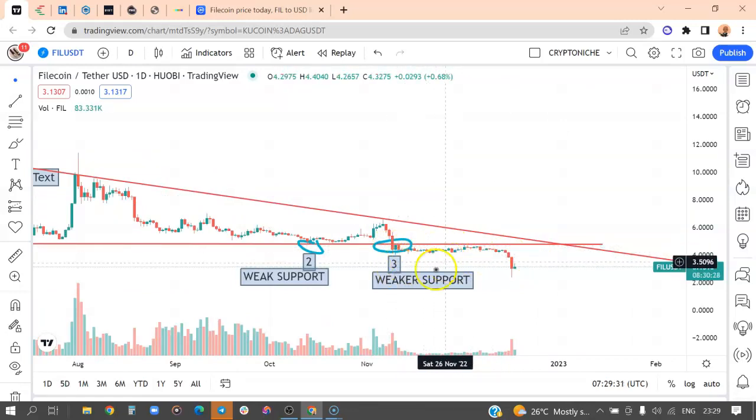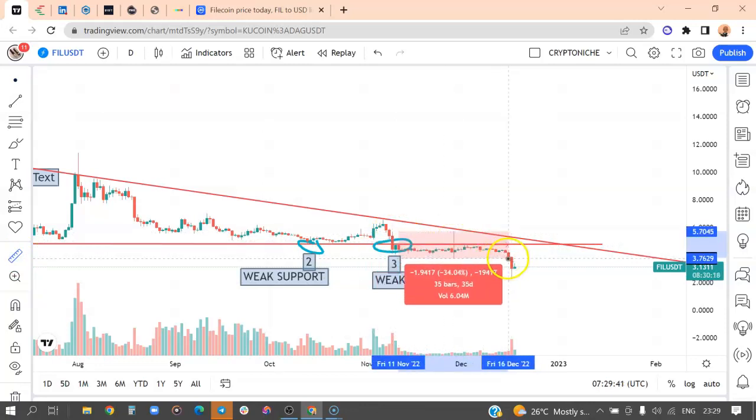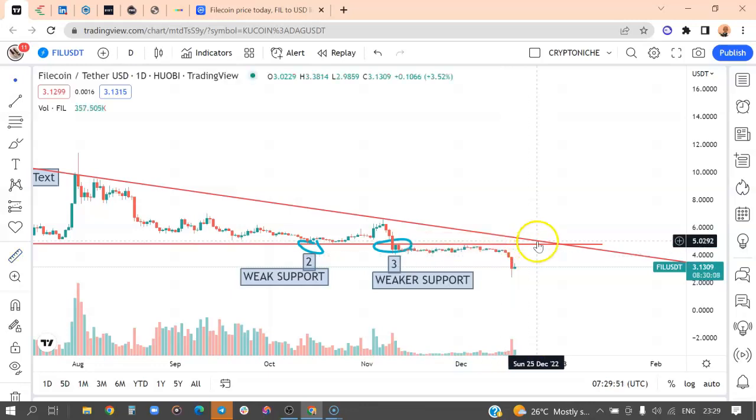has been ranging. It ranged for how long? Let me see. All the way from here, it started ranging up until this point, for a good 34 days, before it crashed downward to this point. And the recent all-time low was 2.41 per Filecoin. That's the recent ATL.